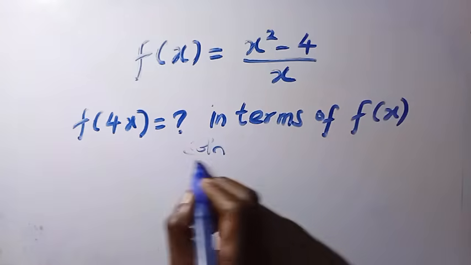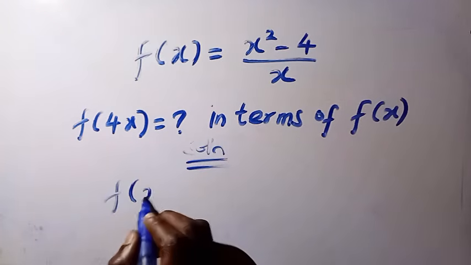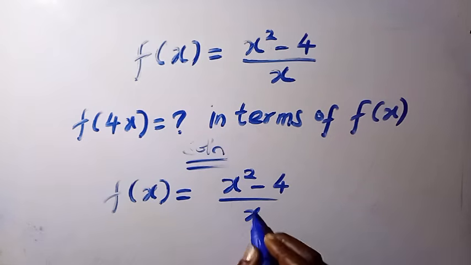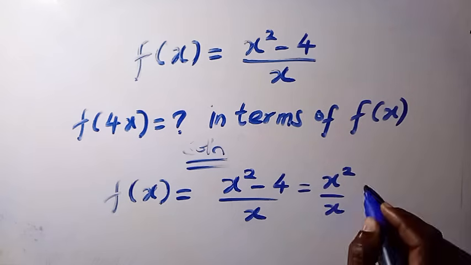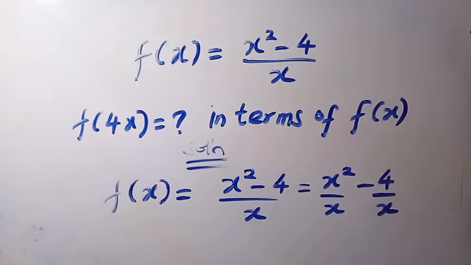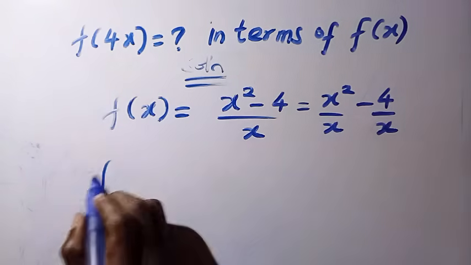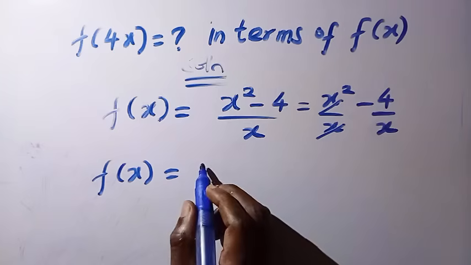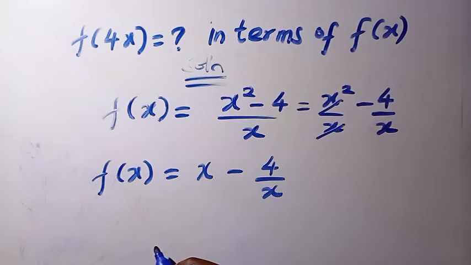Let's consider the solution. From the given problem, we have f of x equals x squared minus 4 divided by x. This is like a quadratic function. But suppose I break this thing down into x squared over x minus 4 divided by x. And with this, we are going to have f of x equals x, one x cancelled, we have x only minus 4 divided by x.